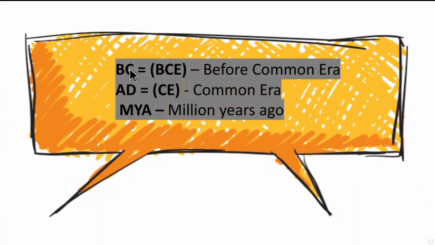In history, BC and BCE are the same. BC means before Christ, and the secular term for BC is BCE, that means before Common Era. AD and CE are the same. AD means Anno Domini or after death, and CE is Common Era. This is the secular term for AD. And MYA means millions of years ago.